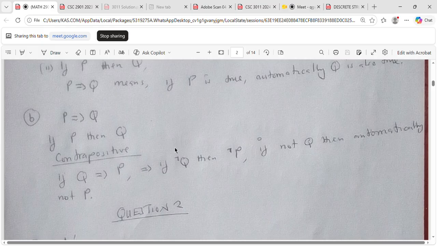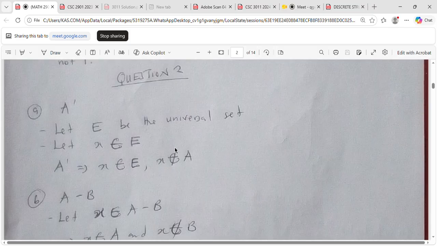So the second question is: let A and B be sets. So expect a question on sets. Then we define the following theory concepts. A, the complement of A. Again, marks allocation is very, very important. Please quote me right in your exam. First thing first, marks allocation.